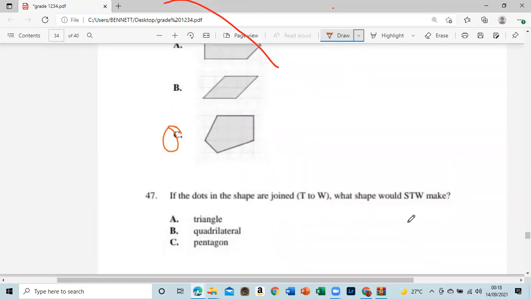S T W. So that's a triangle. So 47 is a triangle.